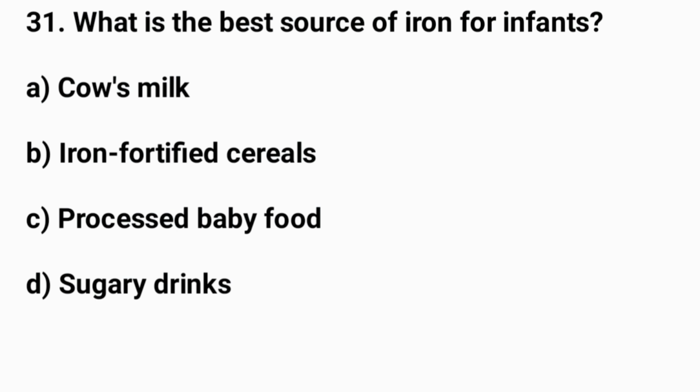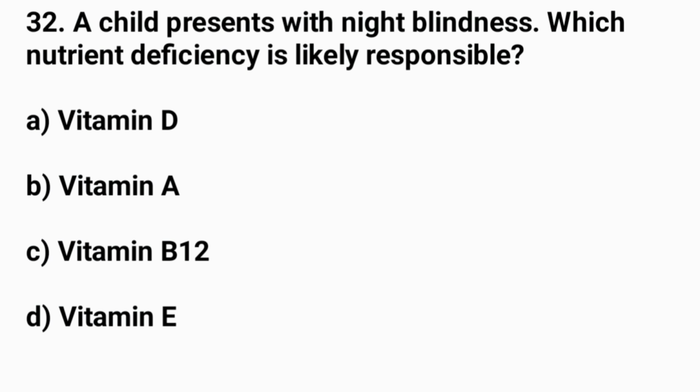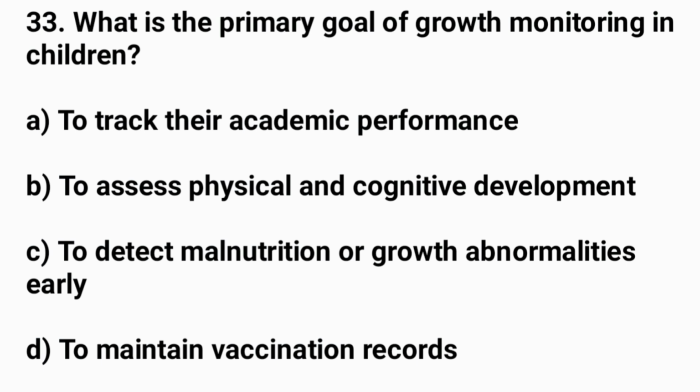Question number 31. What is the best source of iron for infants? The right answer is option B. Iron-fortified cereals. Question number 32. A child presents with night blindness. Which nutrient deficiency is likely responsible? The right answer: B. Vitamin A. Question number 33. What is the primary goal of growth monitoring in children? The right answer: C. To detect malnutrition or growth abnormalities early.